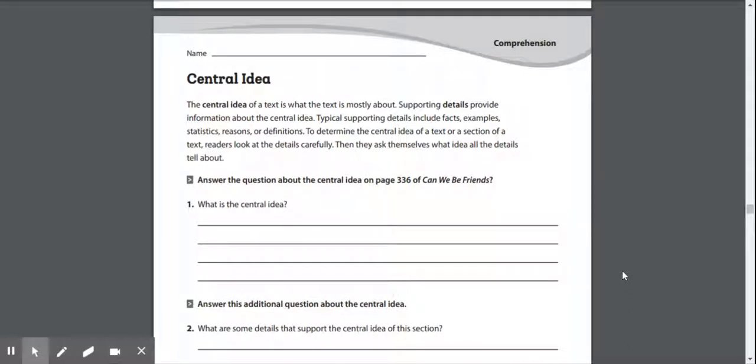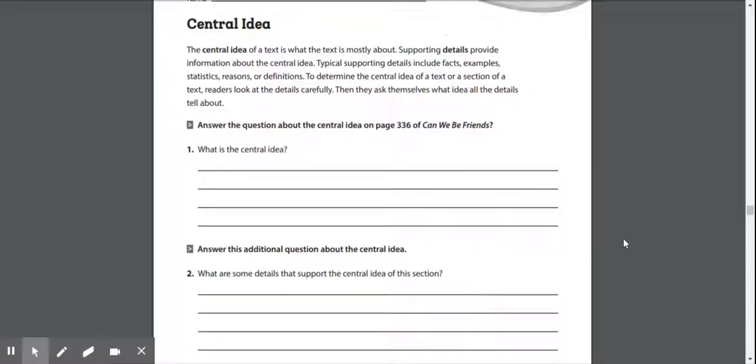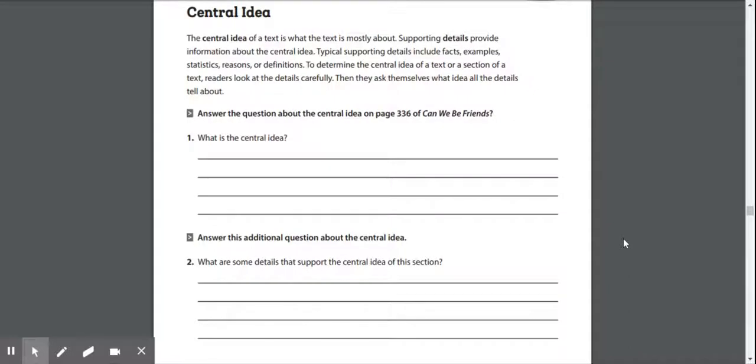Okay, so after you have read the story, these are your two assignments that are attached to this story. The first one is focusing on central idea. Central idea is what the text is mostly about. That's what number one is asking you. It says answer the question about the central idea on page 336.